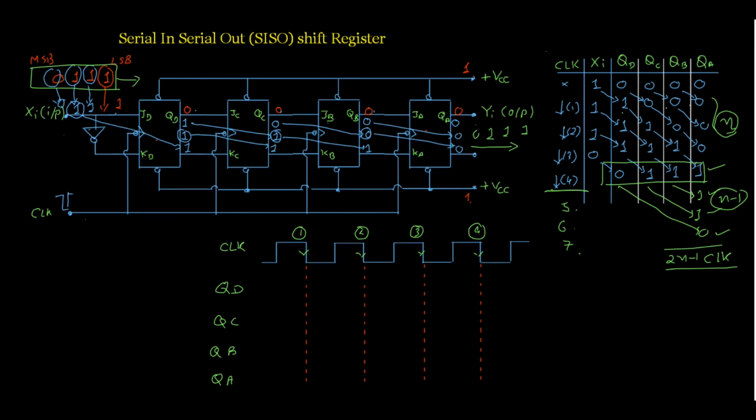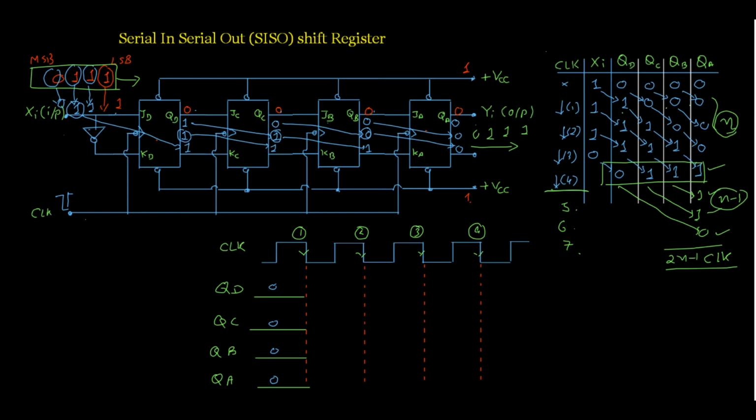Now you can see after the first negative edge, QD becomes high, and QC, QB, QA are 0. Initially, remember, all the flip-flops are reset. So we can draw in this manner. This is the zero condition. This is for flip-flop C, this is for flip-flop B, and this is for flip-flop A. So these are all 0.